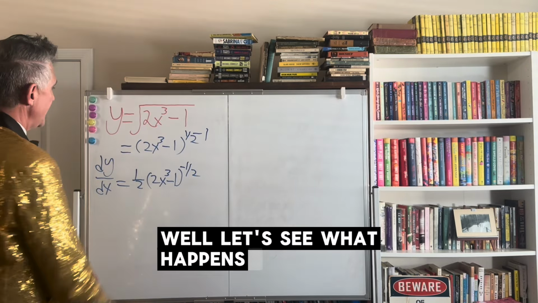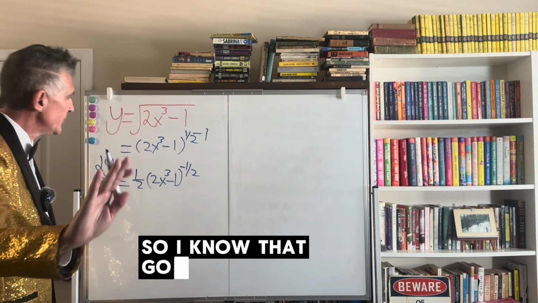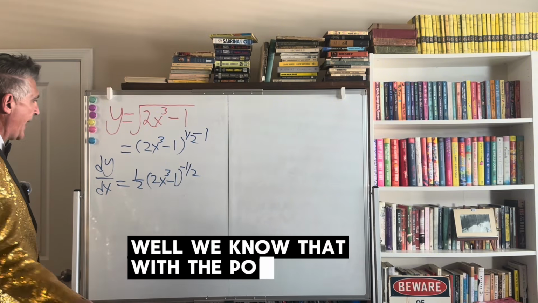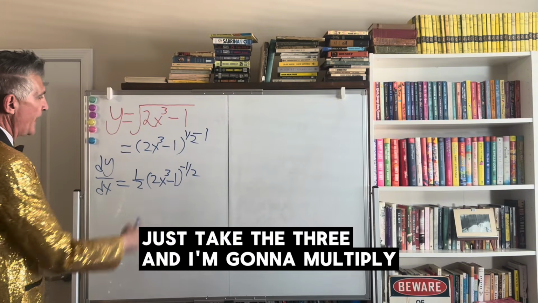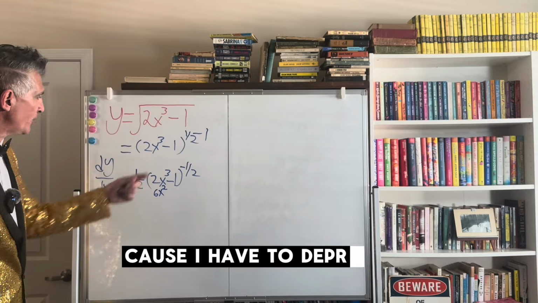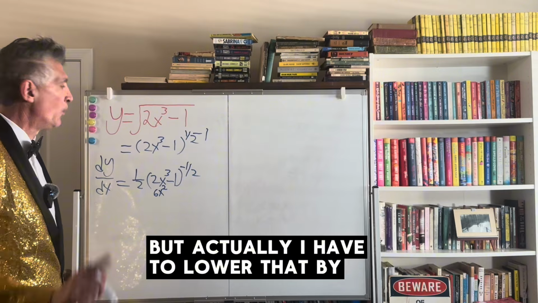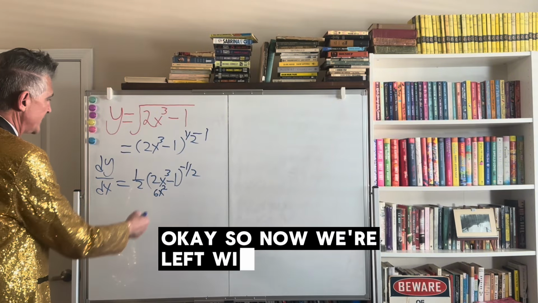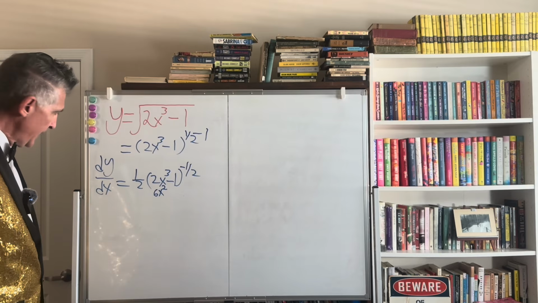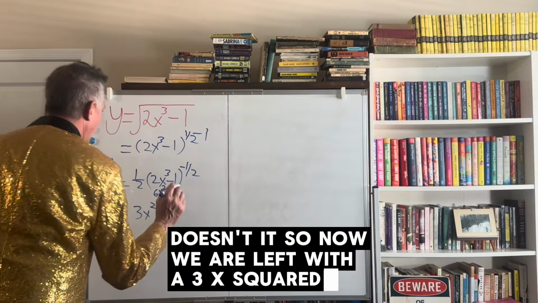Well, let's see. What happens if I deal with this over here in the parentheses first? Well, I know my negative 1 is a constant, so I know that goes bye-bye, sayonara. That's a 0. Well, what about this x to the third? Well, we know that with the power rule here, just take the 3, and I'm going to multiply that by the 2x, and I'm going to end up with 6x here, aren't I? 6x squared, actually, because I have to lower the exponent by 1. Okay, so now we're left with 6x squared times 1/2. Well, what's 6 times 1/2? Yeah, that gives us a 3, doesn't it? So now we are left with a 3x squared, aren't we?